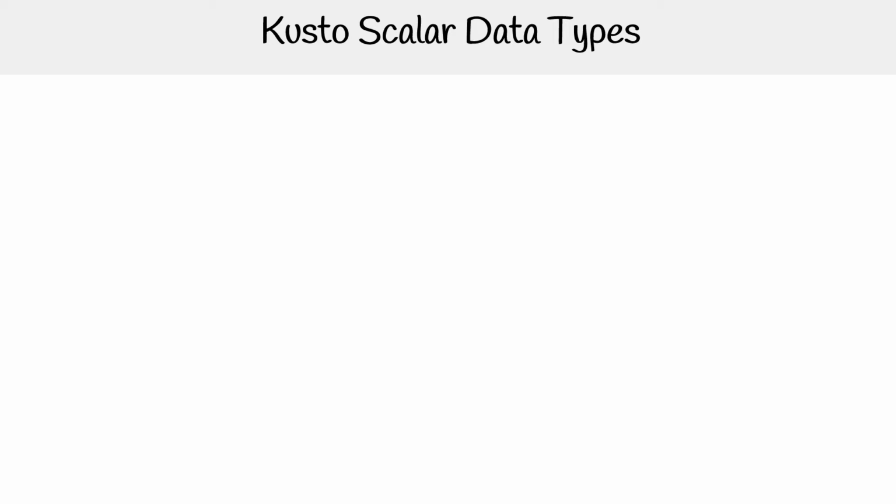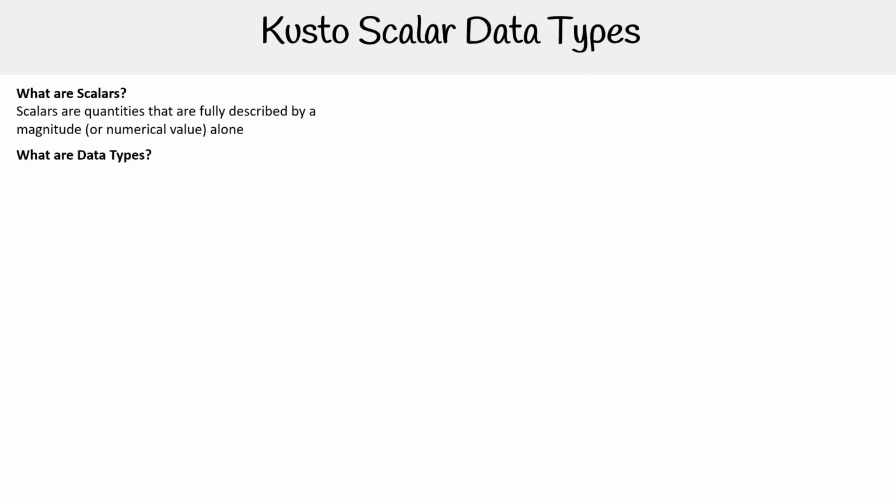Let's take a look at the data types that we can use in Kusto, but let's just define what scalar and data types are. Scalars are quantities that are fully described by a magnitude or numerical value alone. The idea is that it just means a single value. Then you have data types, and a data type defines how a piece of data is interpreted. So an integer number could be a data type.